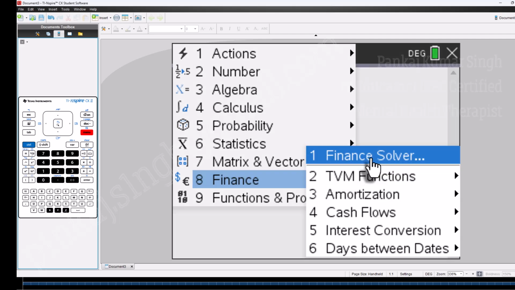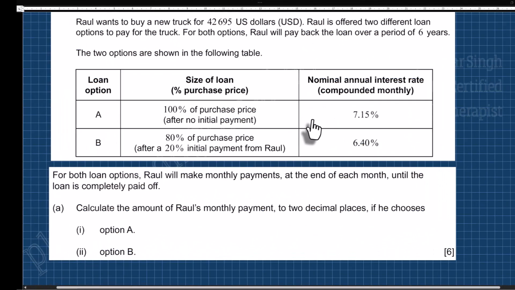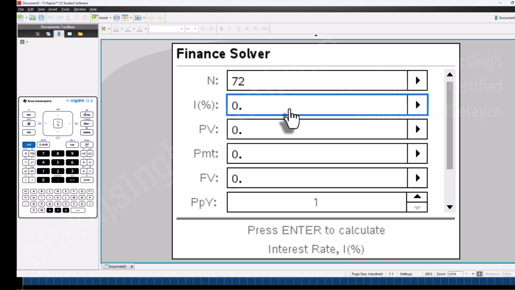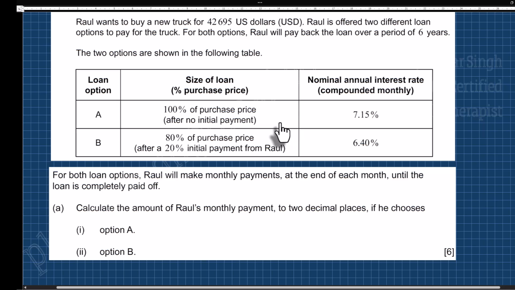In this, I'm going to choose the first option. And here N would mean the number of payments he's making, because he's making 12 payments per year, and for 6 years I can directly write this as 12 into 6, or equal to 72. Now for option A, the rate of interest is 7.15, and this needs to be written as a percentage itself, so I'm going to simply write 7.15. The present value, in here he's getting the entire amount, so the present value is directly going to be 42,695, so I can update that here.